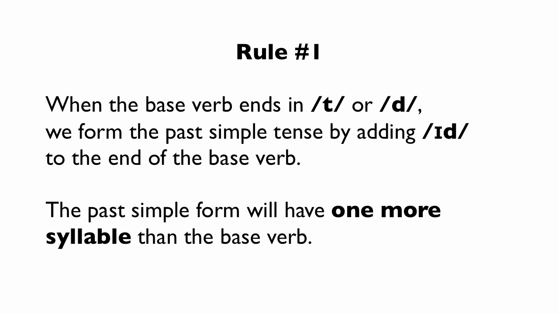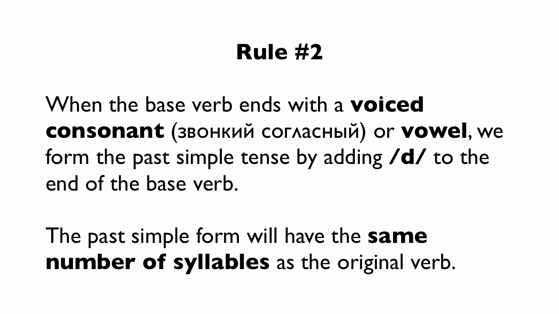Rule number 1. When the base verb ends in t or d, we form the past simple tense by adding id to the end of the base verb. The past simple form will have one more syllable than the base verb. Rule number 2. When the base verb ends with a voiced consonant or vowel, we form the past simple tense by adding d to the end of the base verb. The past simple form will have the same number of syllables as the original verb.